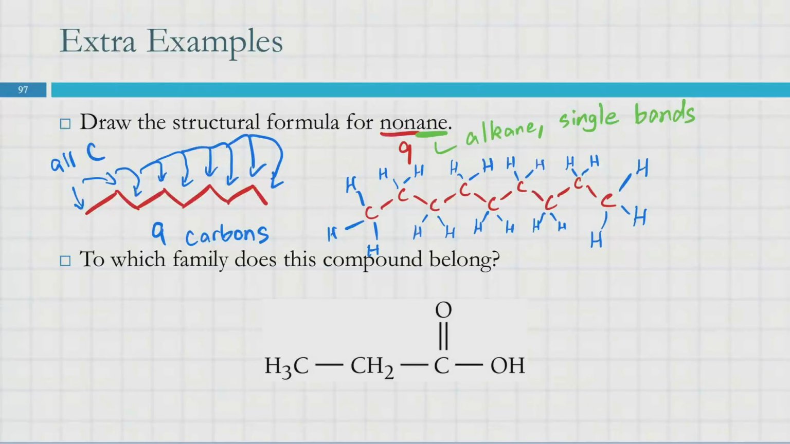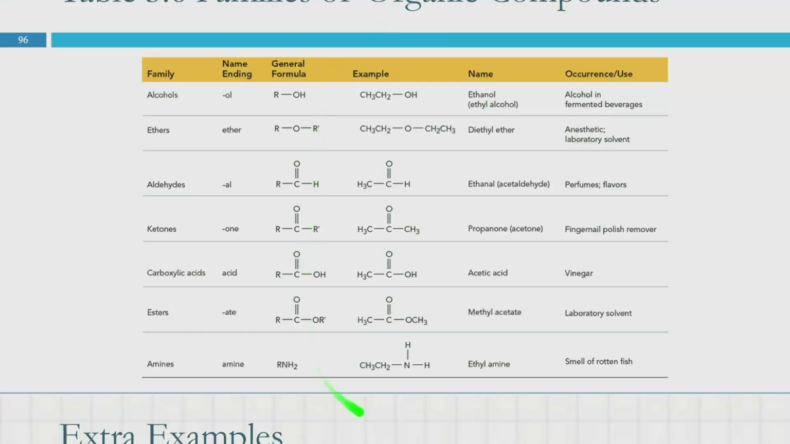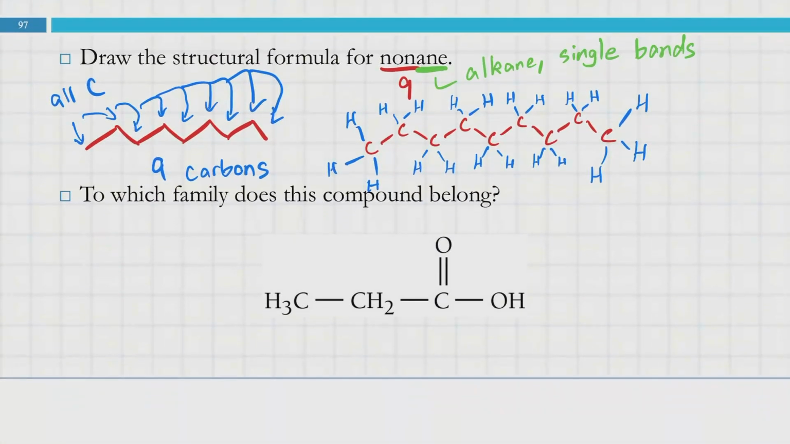All right, and then for this last one, to which family does this compound belong? We would have to refer to our table, because we didn't learn these ones yet. So referring to our table, we've got a bunch of examples, we've got a bunch of general formulas. We're looking for something that has a functional group on it. We've got this carbon bit here at the end. It's just carbon and hydrogen. That's not the interesting part. It's this part over here on the right side that's interesting. So we're going to find something that looks like carbon with a double bond to an oxygen and a single bond to an oxygen and then a hydrogen, which is an alcohol.